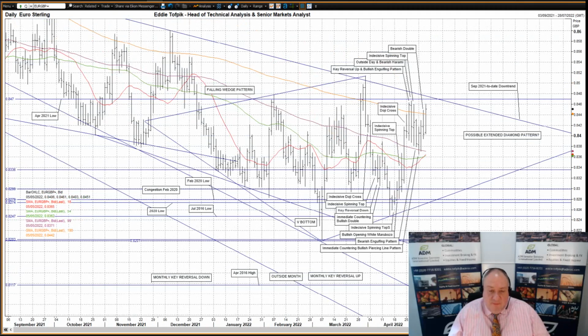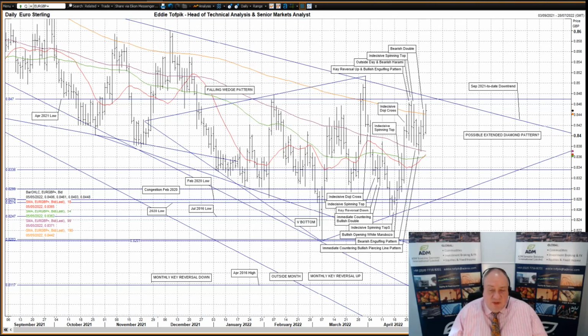Euro sterling. A bearish double yesterday as the market reached up to the declining long moving average overhead, currently at 84.42, pierced it, but then rejected the move higher. Below, we still have the declining short moving average, declining medium moving average support, currently at 83.71, and the nearby rising short medium moving average, currently at 83.62.